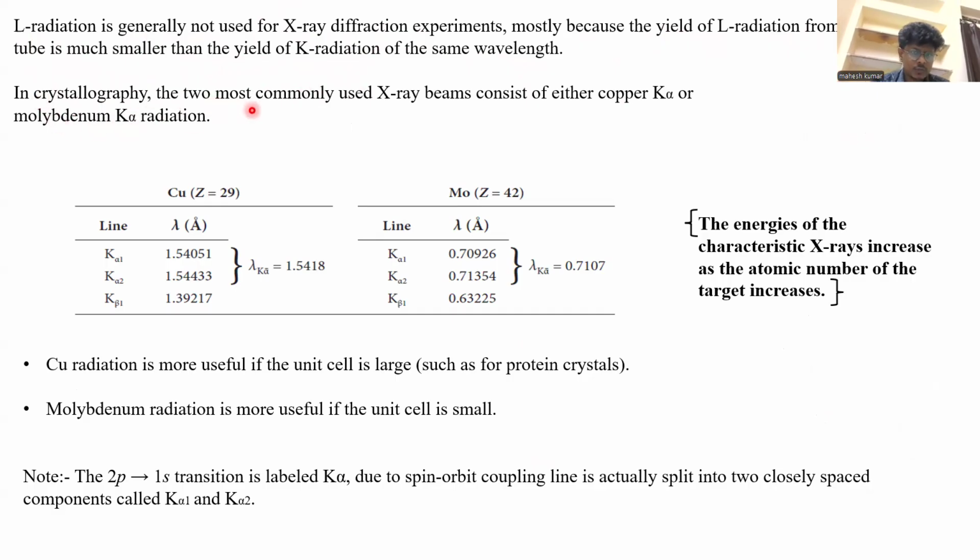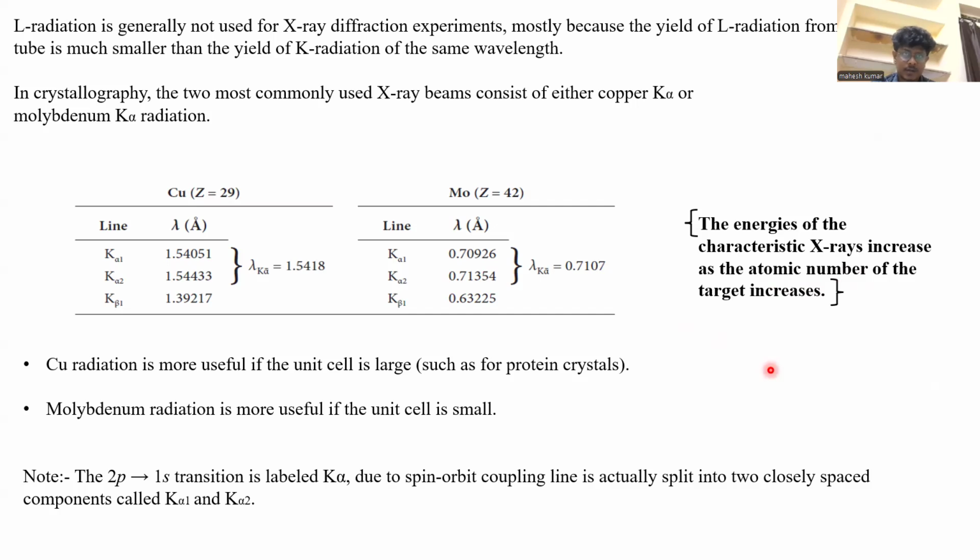In crystallography, the two most commonly used X-ray beams consist of either copper K alpha or molybdenum K alpha. Copper, atomic number 29, produces longer wavelength, meaning lower energy X-rays, in comparison with molybdenum, because molybdenum produces high energy X-rays with a short wavelength. And what is the reason behind it? The energies of the characteristic X-rays increase as the atomic number of the target increases.